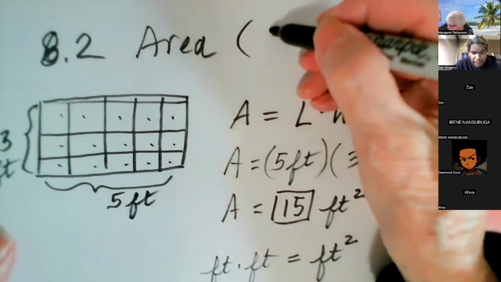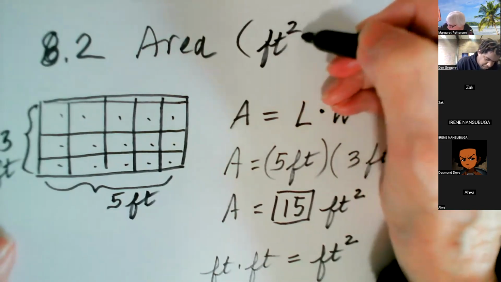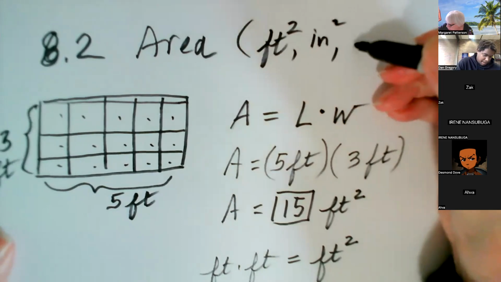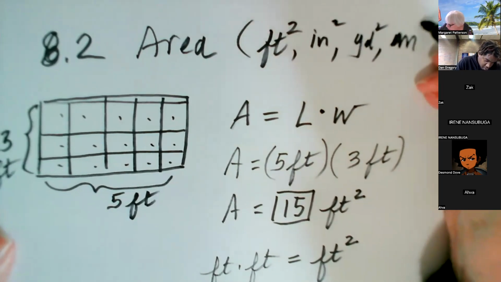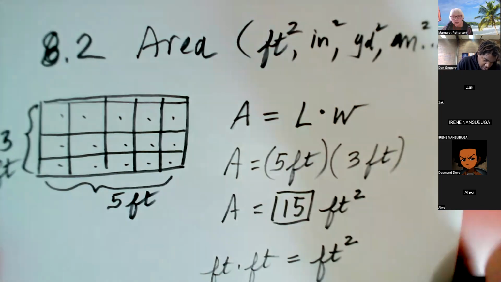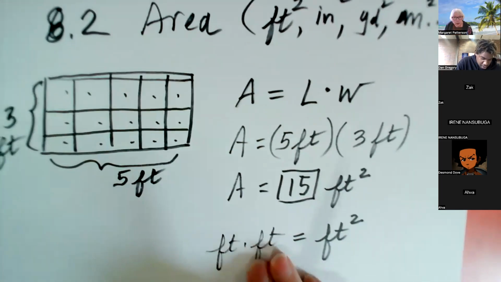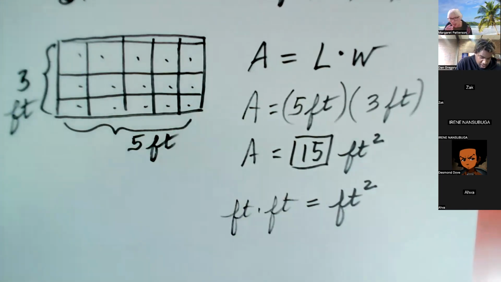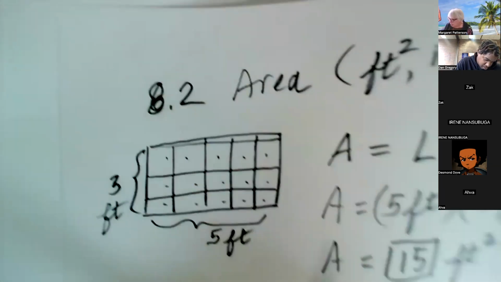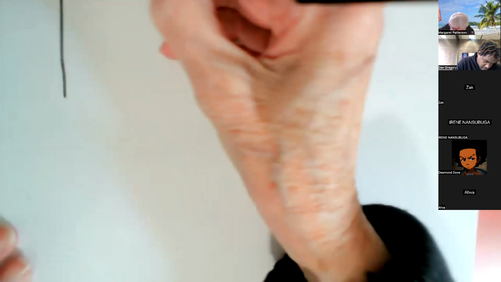Area is always square feet, square inches, square yards, square meters, any of those. So to do area, you always get square something. And so that's just a good thing to know. So that's the rectangle.